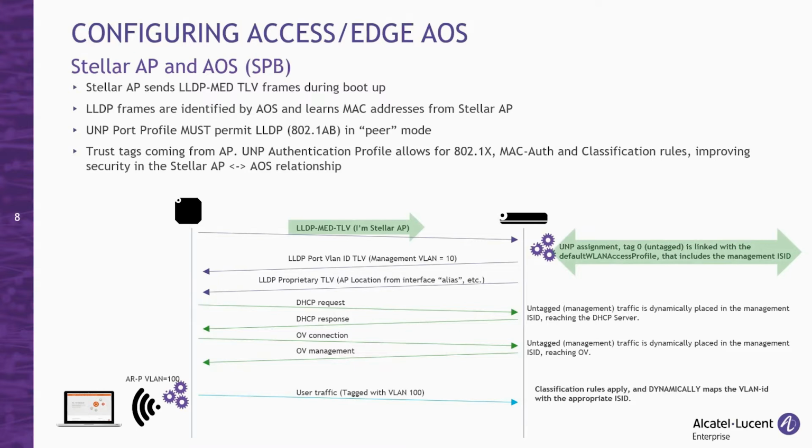For those of you who don't understand the SPB architecture and terminology, please refer to newer documentation written by Patricio Martello. But for simplification purposes in this scenario, the ISID is the acronym for Instance Service Identifier, which is used on the SPB side and maps to the VLAN ID from the legacy networking side. The user traffic is still tagged over VLAN 100, and here's where the classification rules are applied and dynamically mapped to the VLAN ID and to the appropriate ISID.